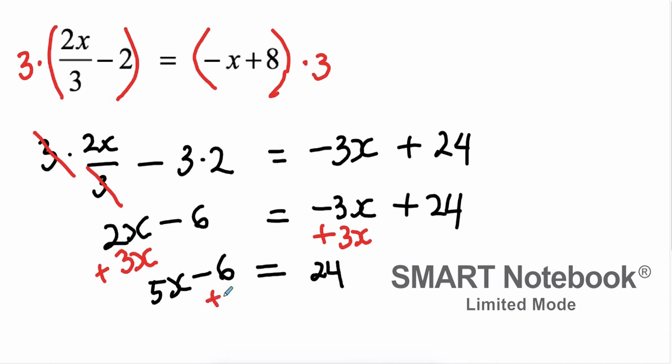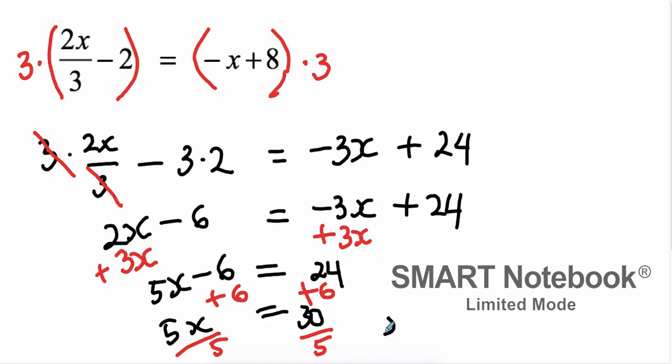Afterwards, we will add 6 to both sides, which will give us 5x equals 30. And the last step will be to divide both sides by 5. So the final answer is exactly the same as before: x equals 6.